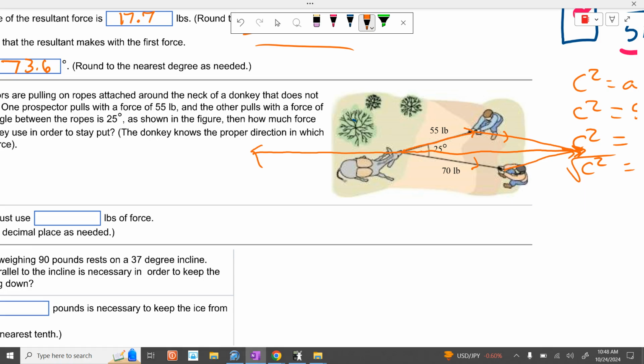Now, parallelograms. Opposite angles are congruent. Consecutive angles are what? That's way back from geometry. What's the magic word? Supplementary. Consecutive angles are supplementary. So if this is a 25-degree angle between these ropes, what's the supplement of 25 degrees?